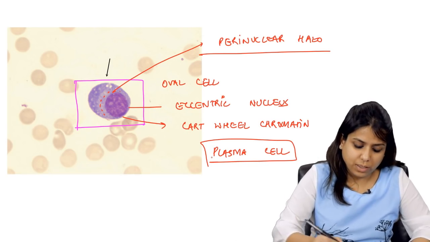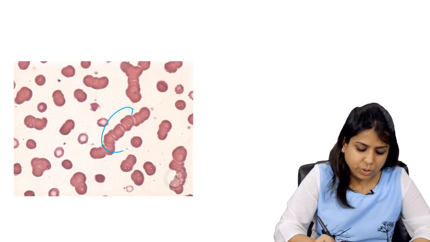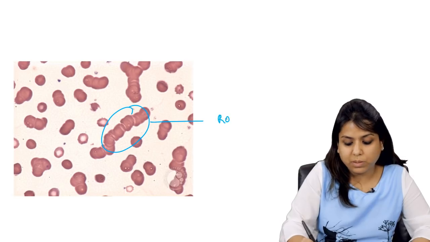Next image, students. Again, what is this image showing? I have already told you something like this. Rouleau formation.